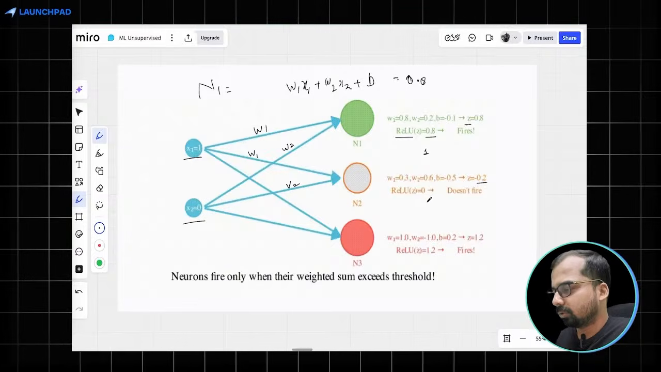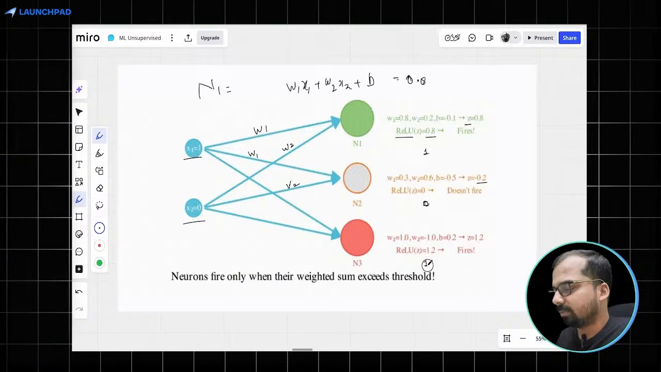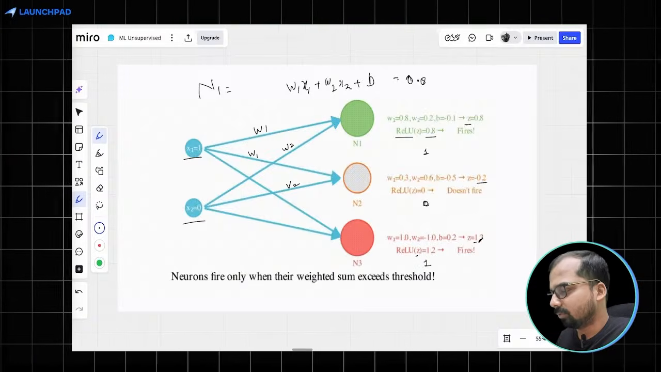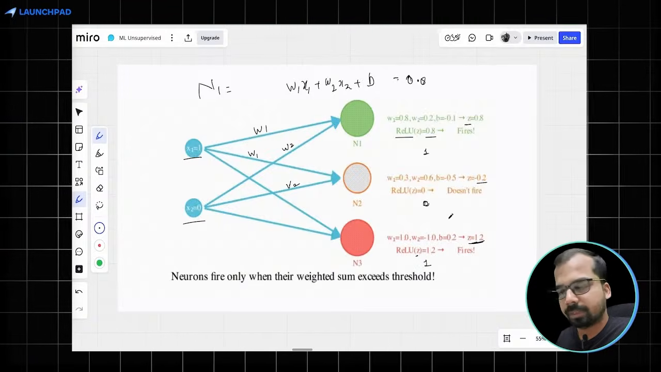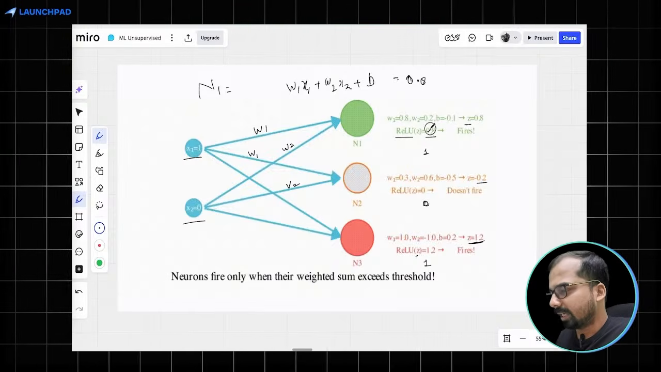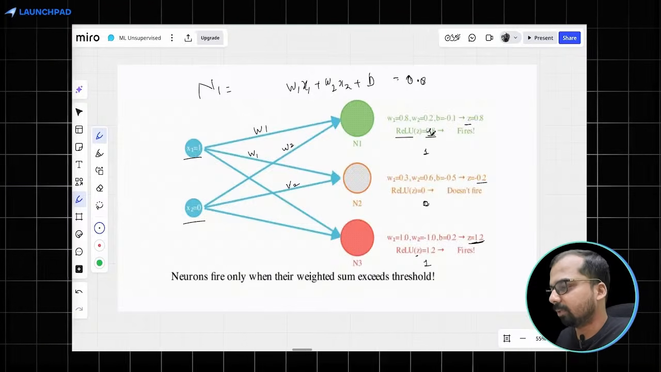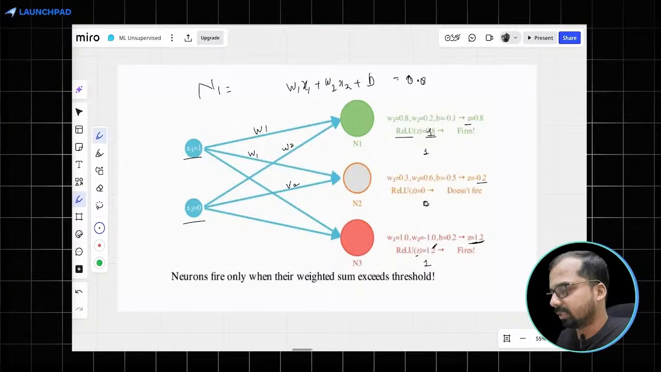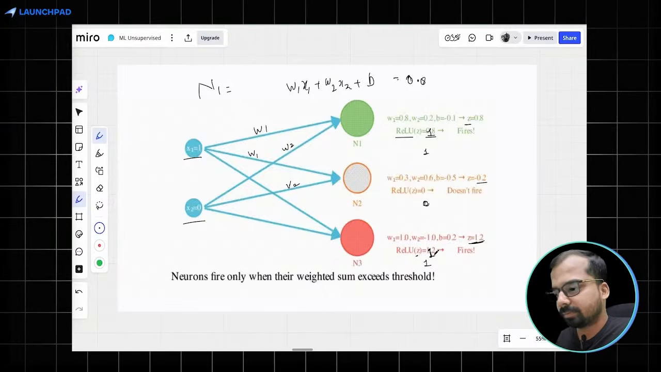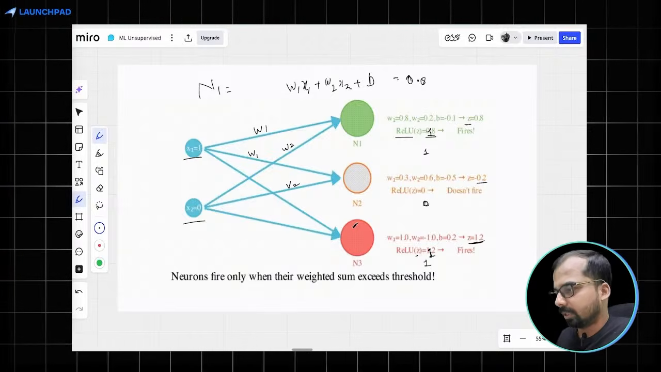Here it is 0, so the final output will be 0, and here the output will be again 1 because the z value came out to be 1.2. Here the z value is 0.8, so the actual output from this entire neuron post activation will be 1. Here the output will be 0 and here also it will be 1. Alright, so this is one example of activation functions.